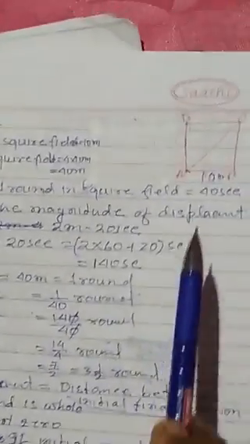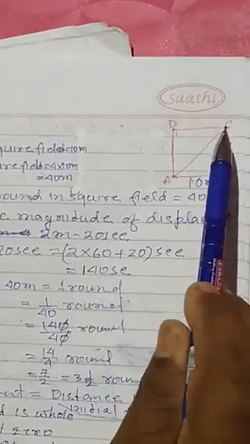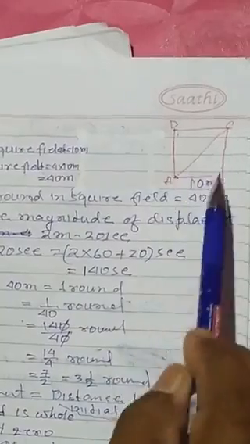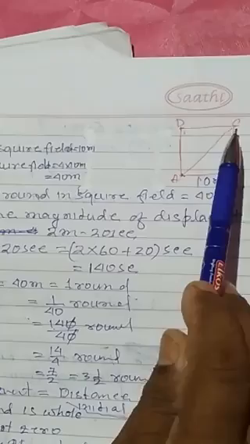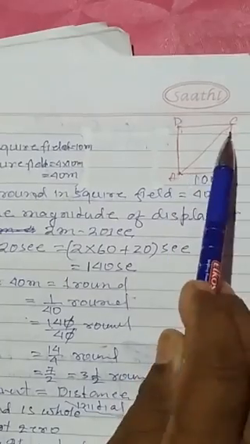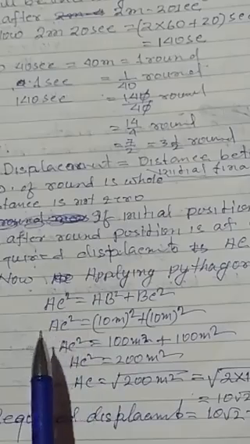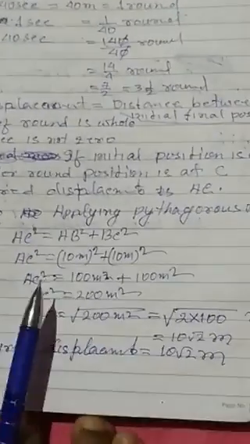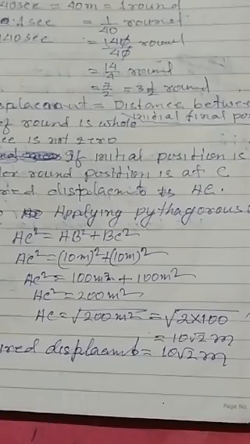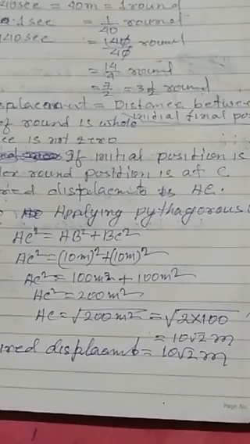Half means the position at C. If we take this half, then the perimeter of the half equals this. So the displacement is AC. Applying the Pythagoras theorem, AC square equals AB square plus BC square. We can find AC equal to 10 root 2. So this is how to solve the problem.